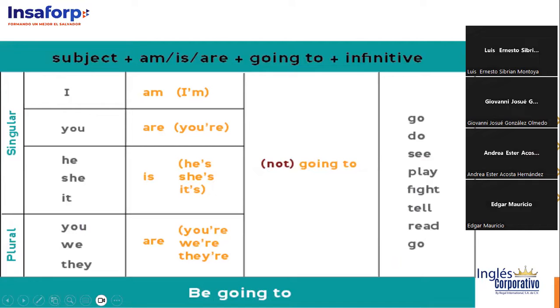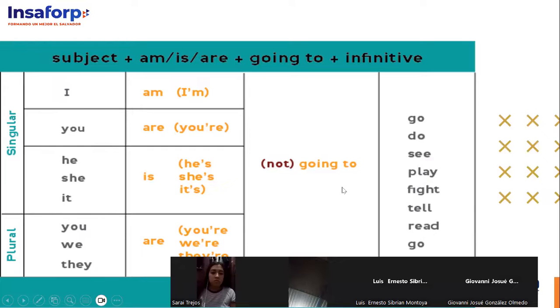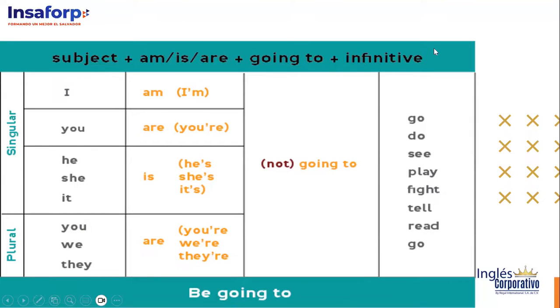Now, you also have here the use of going to. With going to, you have the next structure: subject plus verb to be, am, is, are, plus going to plus infinitive.